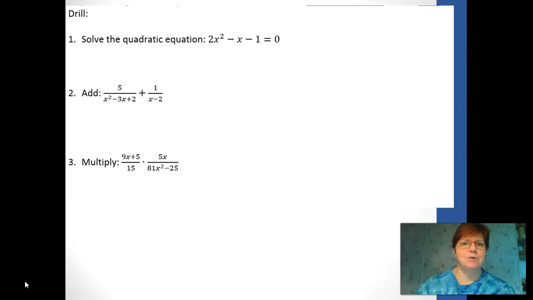So today we're going to finish where we left off with rational expressions, where we had taken our test. We have simplified, multiplied, divided, added and subtracted rational expressions. But today we're going to start solving rational equations. So just an FYI, we're going to start here.